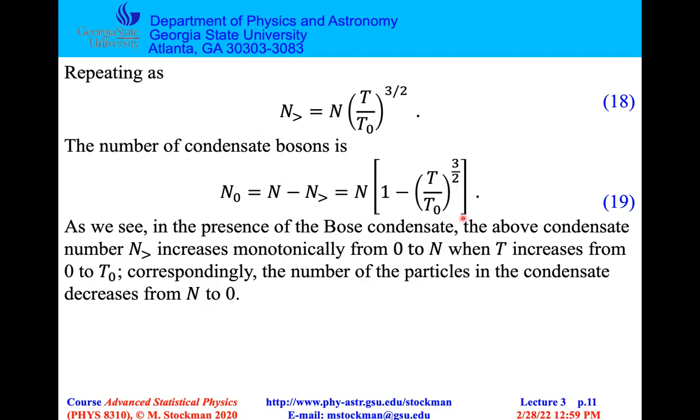When temperature T is equal to 0, then N naught is equal to N, when all particles are in the condensate. When I start increasing temperature, that fraction decreases in a universal way, and at T equal T naught becomes 0.